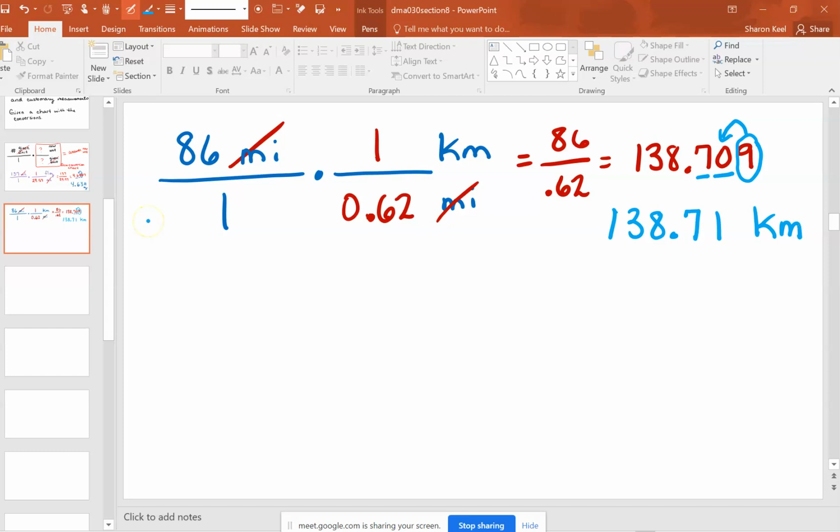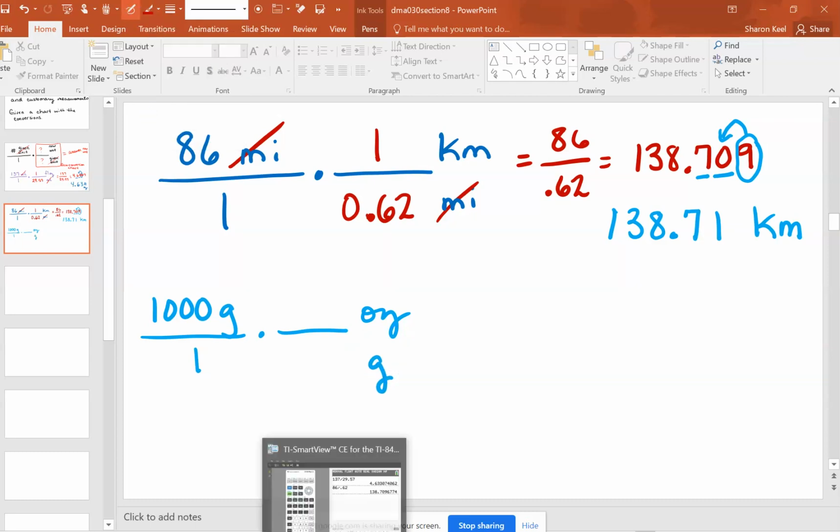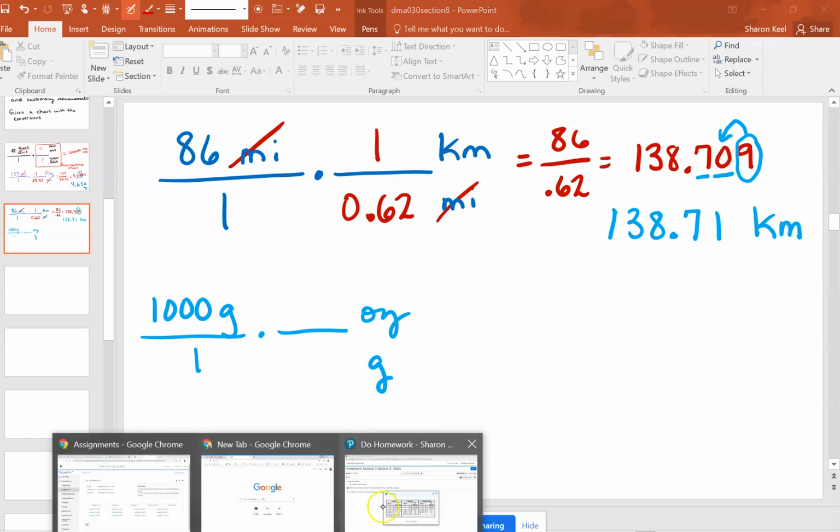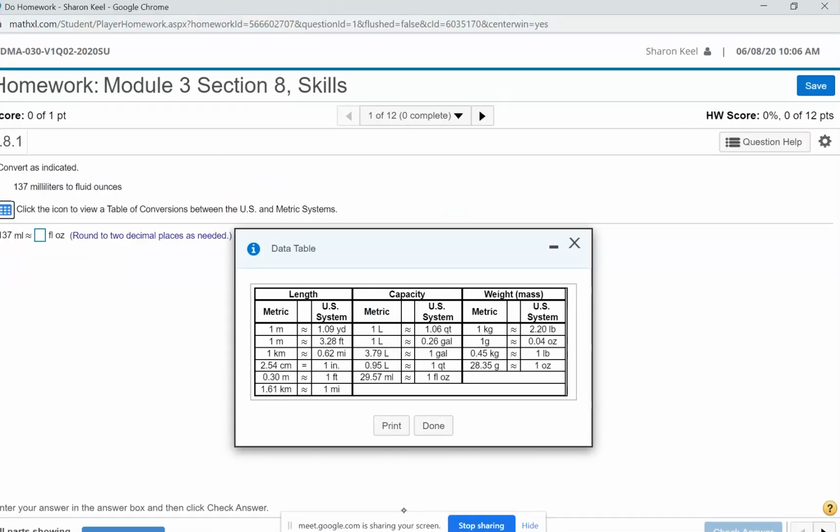Okay, let me do another one. Let's do 1,000 grams to ounces. 1,000 grams, I'm going to put that over 1, and I'm going to convert that to ounces. So on the bottom is going to be grams. Let me go back to my conversion chart, and let's look here on the computer for the grams to ounces. That's going to be the weight. So we have kilogram and pound. Here is my gram and ounce. So I'm going to use that first one. 1 gram is 0.04 ounce.